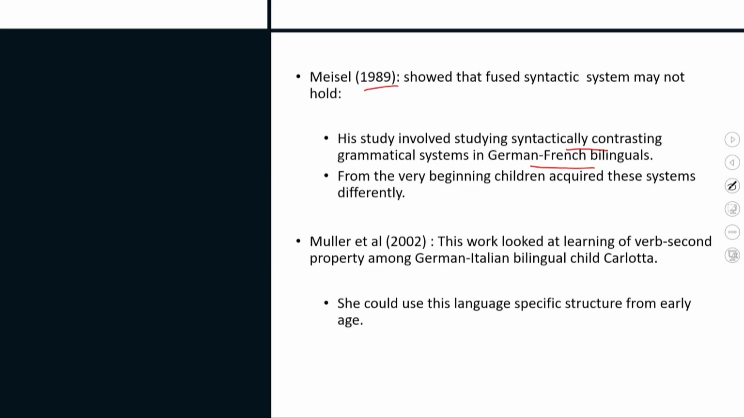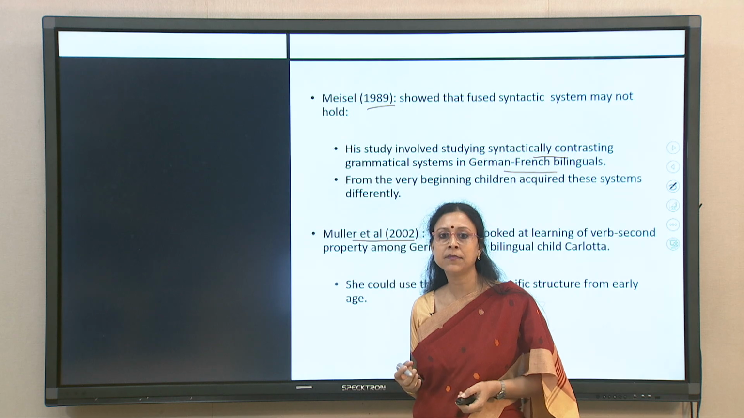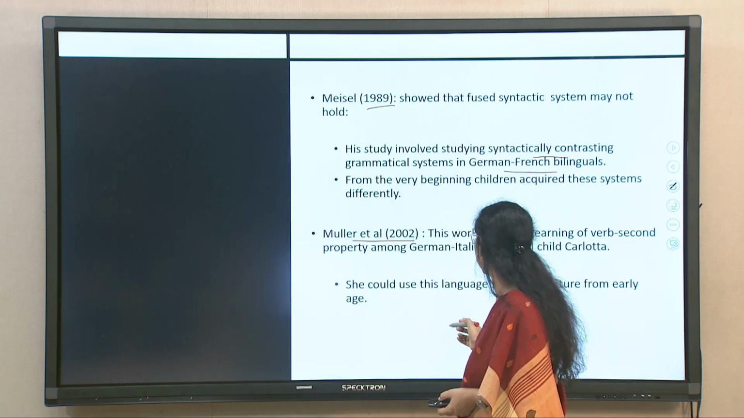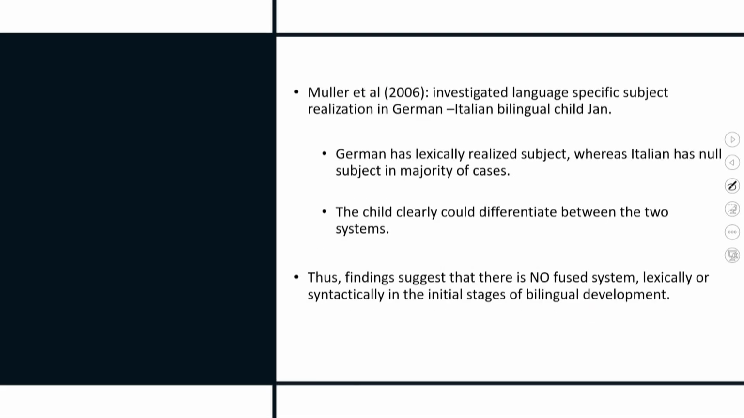Other works have also pointed out similar observations. This particular study by Müller et al. looked at the learning of the verb second property among a German-Italian bilingual child, Carlotta. She could use this language specific structure from early on. So, there are many studies which have found counter examples.